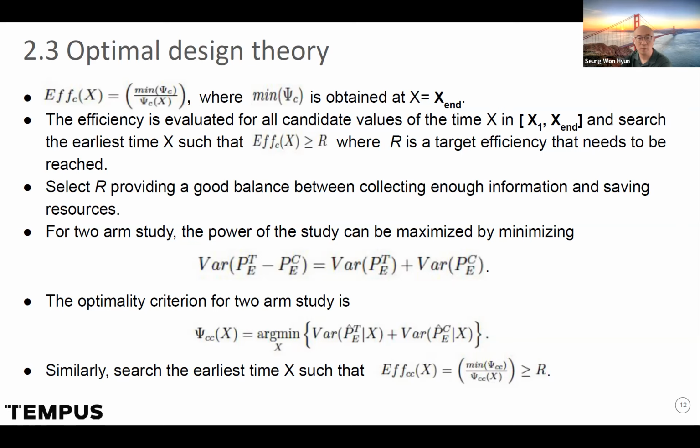So for a two-arm study, the same idea is applied. We know the variance of the primary endpoint. Then again, for a two-arm study, we look for the interim timing X that can minimize this variance compared to the one that can be observed at the end of the trial. Using this efficiency, we can find the earliest time X satisfying the target efficiency R for the two-arm study. If it is greater than the target efficiency R, that will be our earliest timing. That would be our optimal timing for the interim analysis. Okay, next slide, please.